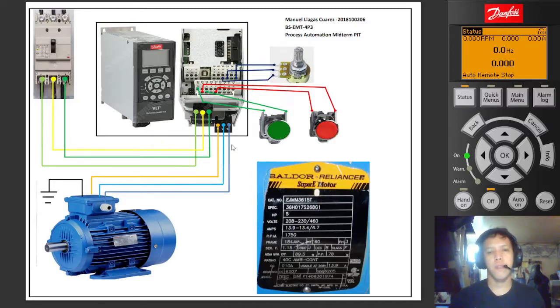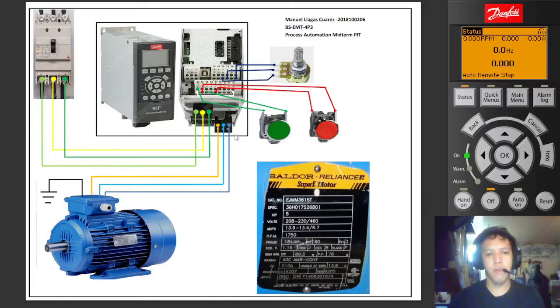Also, there are push buttons which are connected to the Danfoss VLT Automation drive. The green push button is the start button, and the red button is the stop push button. We also have the potentiometer. These are going to be the inputs for the Danfoss VLT Automation drive.